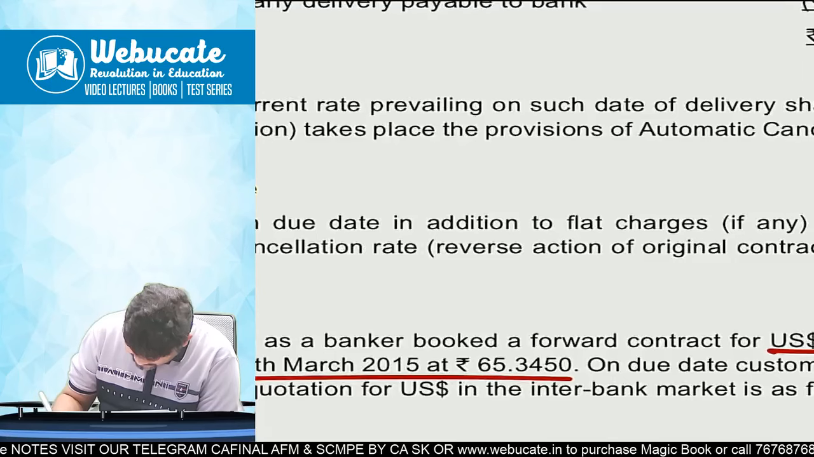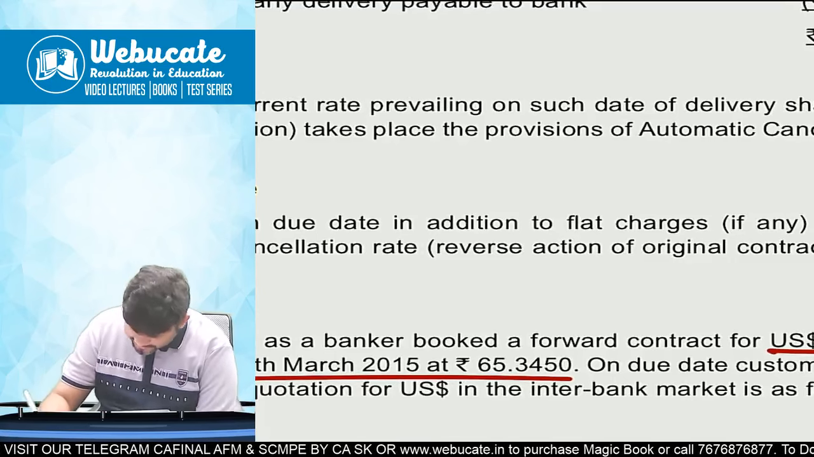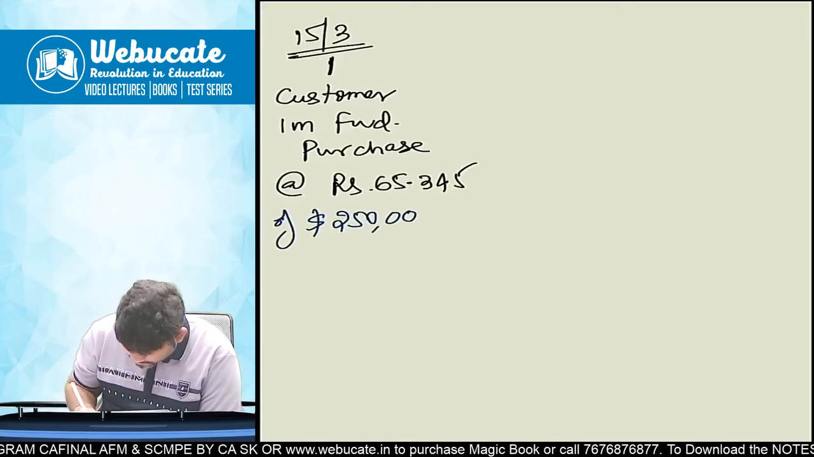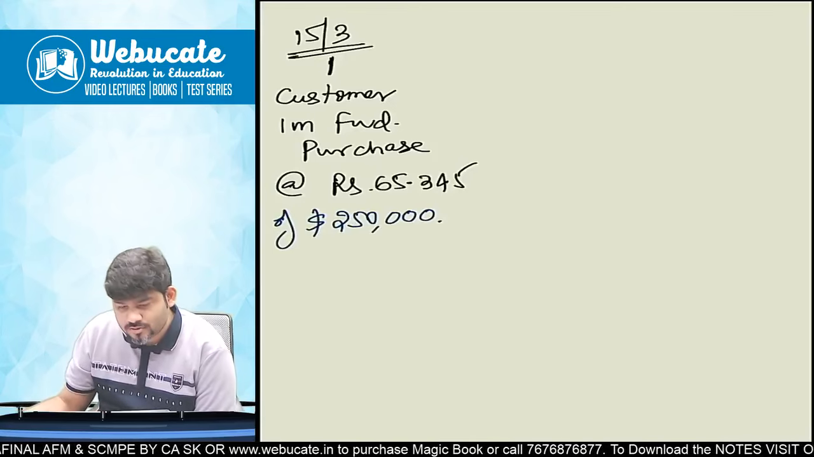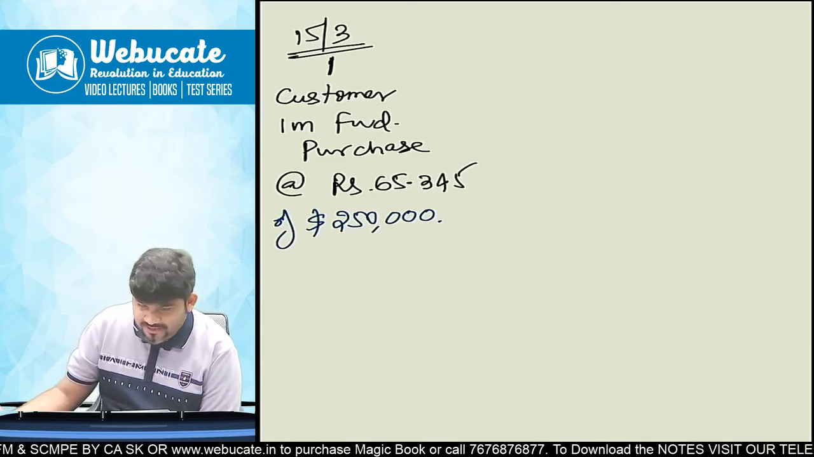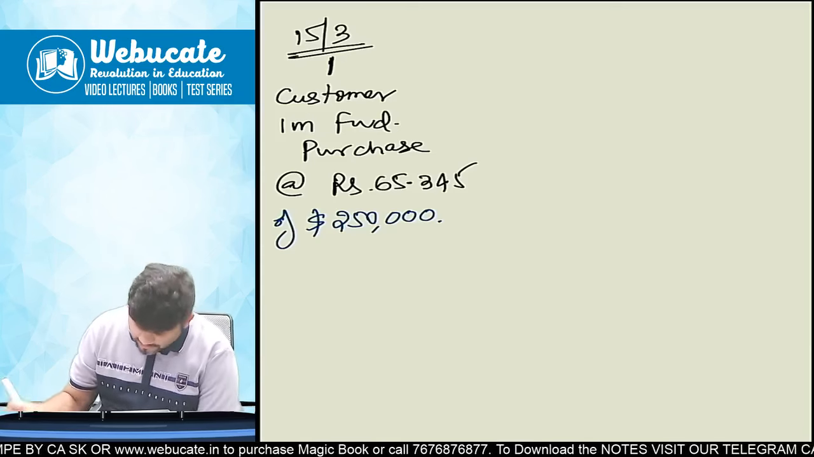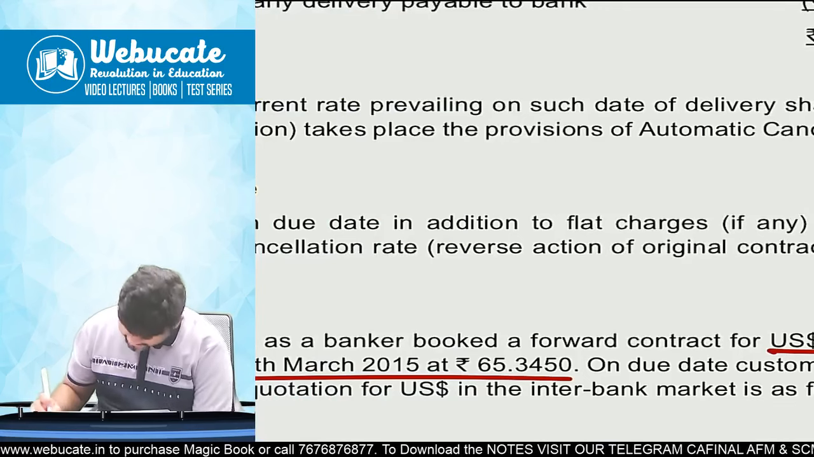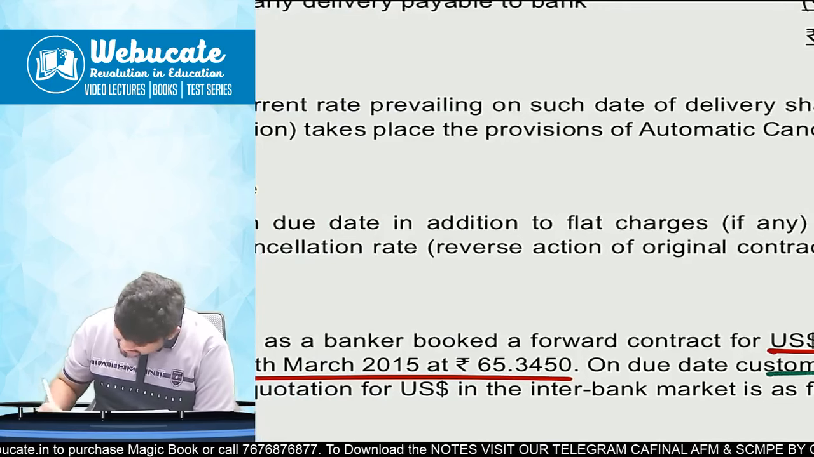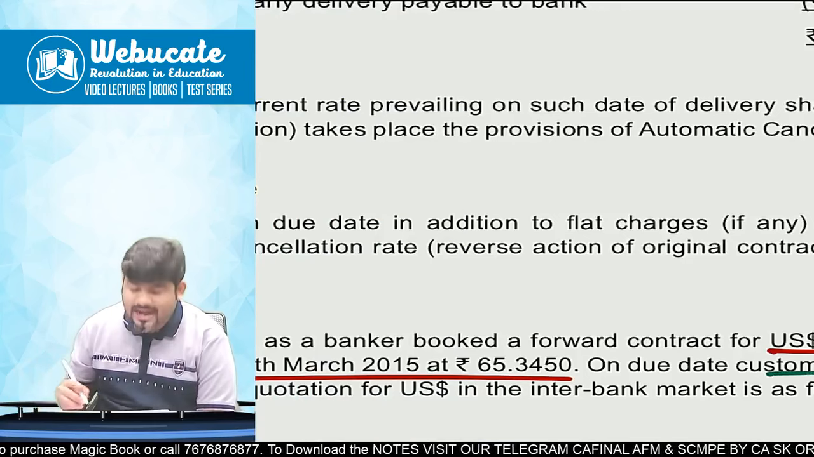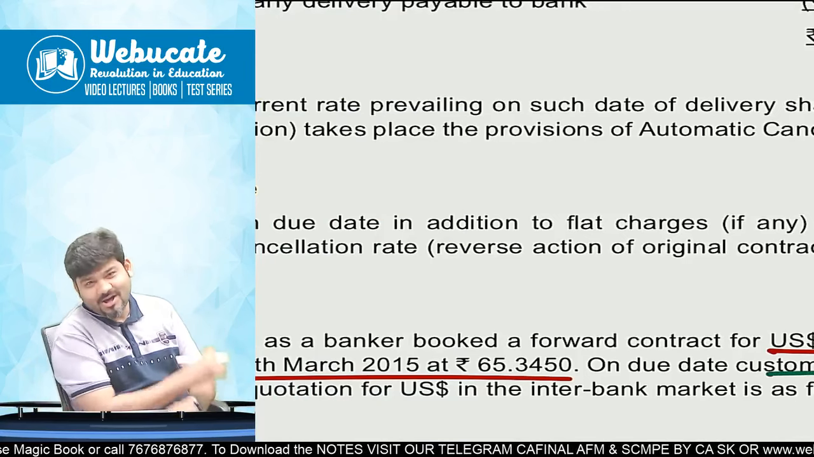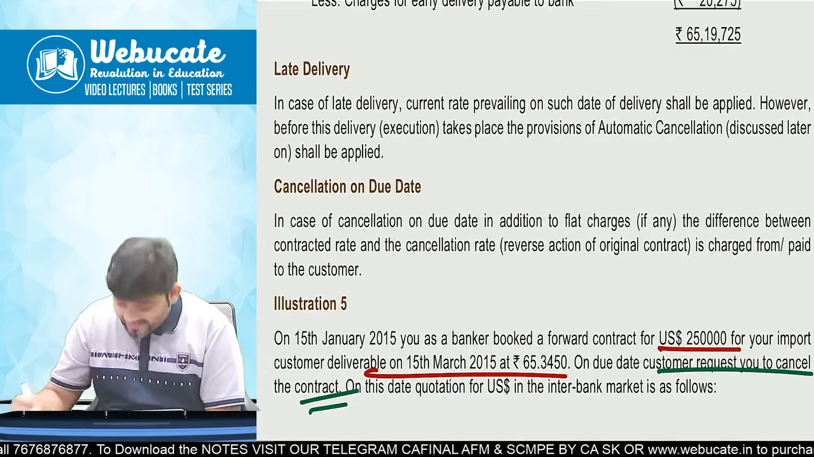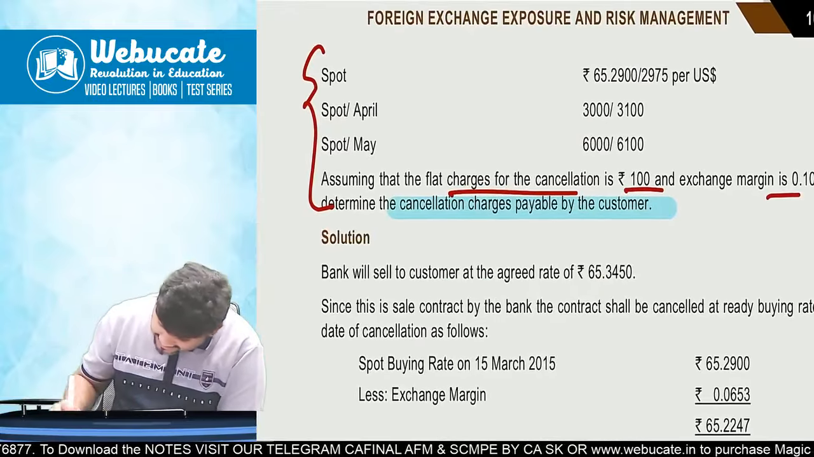Now, this is the first line of $2,50,000. So customer has come to us, 1 month forward purchase, 65.345, $2,50,000. Then continue. On due date, customer requests you to cancel the contract. How can you do that, customer? On this date, the quotation for US dollar in the interbank is as follows.